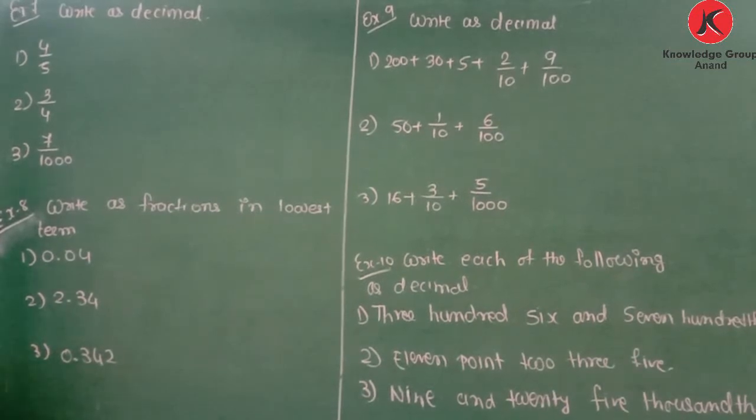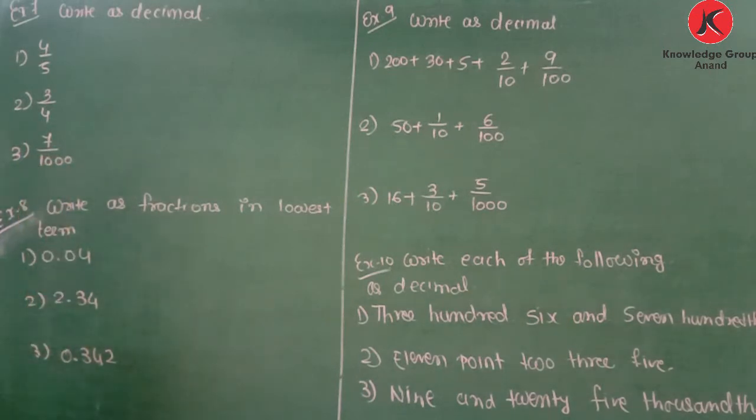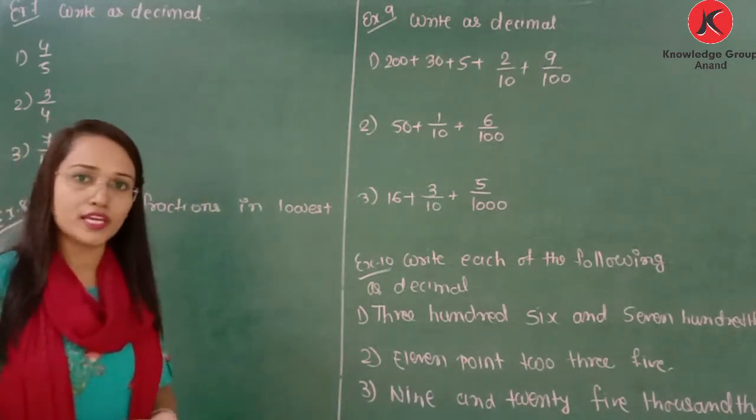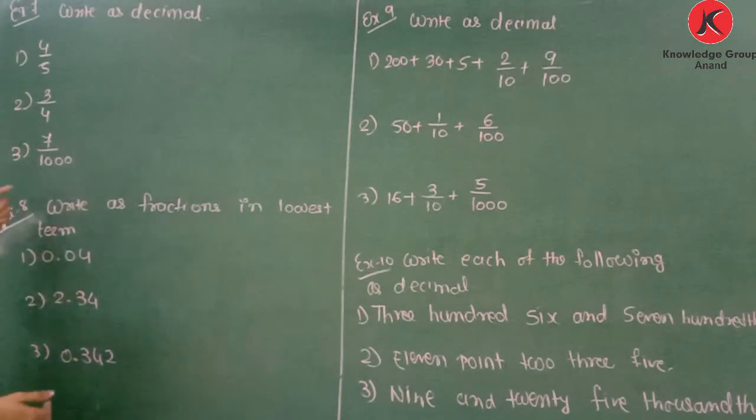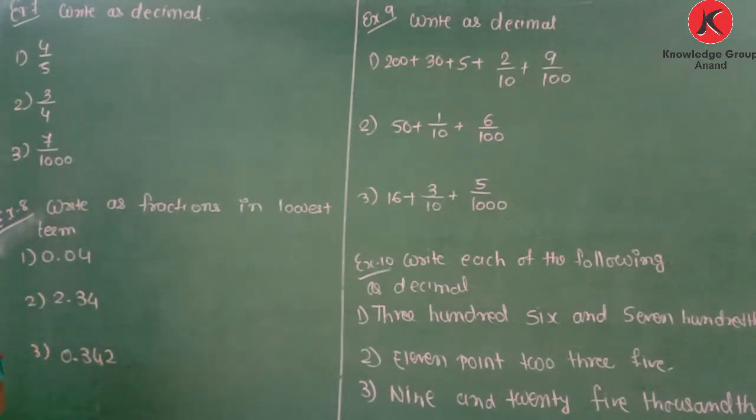Now example 7, write as a decimal. So here the fraction form is given and you need to write the decimal form. How can we convert a fraction into a decimal? If the denominator is 10, 100 or 1000, I already explained that. It means you need to multiply some number in the denominator and numerator to make the denominator 10, 100, 1000, 10,000. So here 4 by 5.